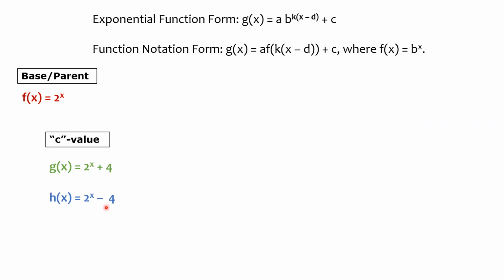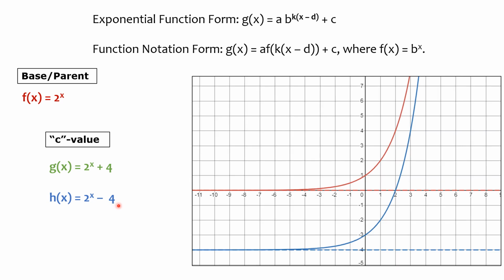Now let's talk about when we subtract 4. I think you understand the concept here. We take our parent function, which was in red, and it drops down 4, including the asymptote. It goes down 4 as well. So again, if you're making your own sketches, just pause it here because I'm going to continue on.